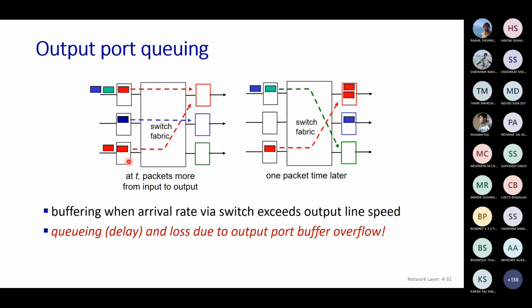So if the switch fabric is fast and the output port line rate is not fast enough, it will result in buffering at the output port. That's what output port queuing is. And if the buffer size is small, then it will lead to a buffer overflow.